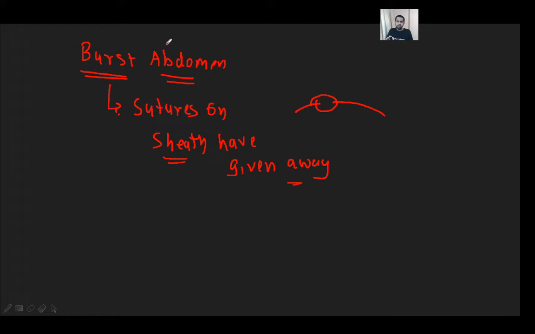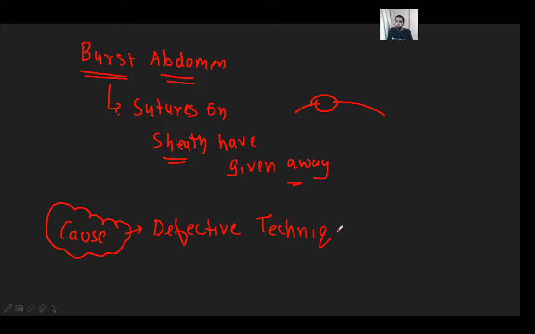So why is it happening? What is the cause of burst abdomen? Is it the patient's fault or is it the doctor's fault? It is a combined fault. It is not entirely the patient's fault, and not entirely the doctor's fault. So what can be the cause? Let's say the surgeon did not take the sutures properly, so there was a defective technique of suturing. That is one of the causes. What is the other cause?